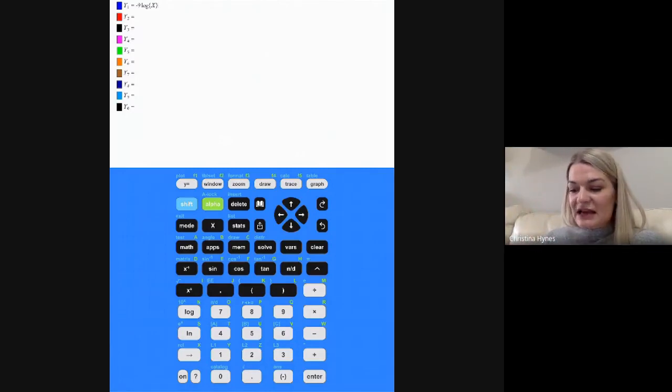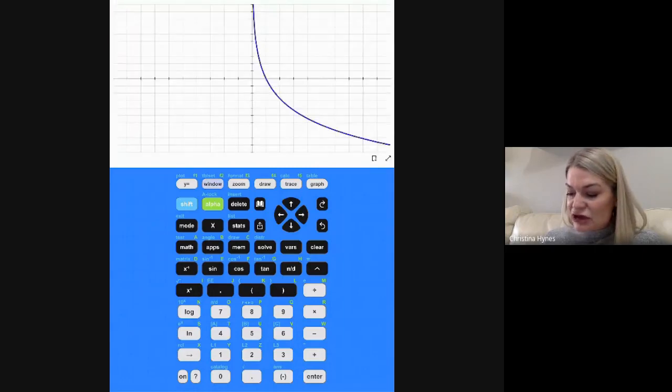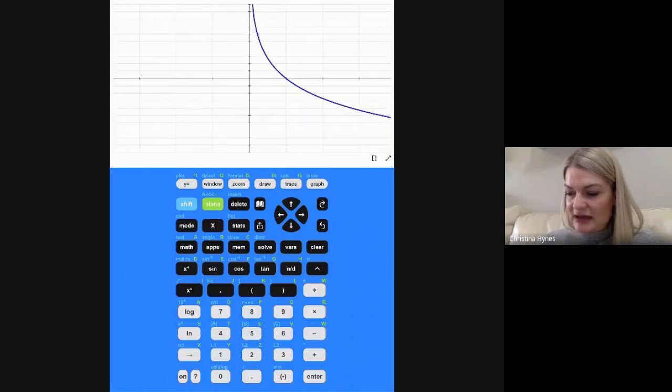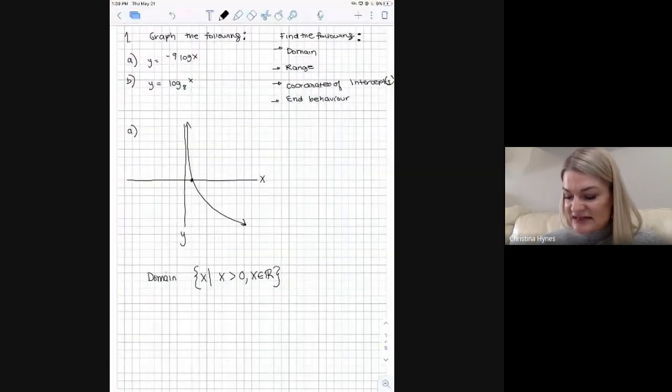Okay, so -9 log x. Use your standard window, and then you want to graph that. If you look closely, it might look like it touches your y-axis, but it doesn't. So what I've done is I've sketched that, and now I'm doing my domain.